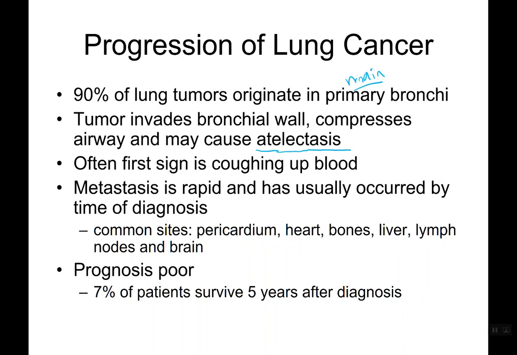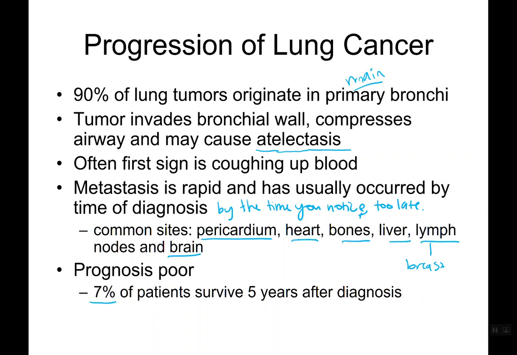That's a coughing reflex. So metastasis is rapid and usually has already occurred by the time of diagnosis. So this is kind of the deal where by the time you notice it, it's too late. Common sites of metastasis are pericardium, heart, bones, liver, lymph nodes, including breast tissue, because there are lots of lymph nodes in the breast tissue, and brain. So basically anything that's kind of nearby. And the prognosis for this is poor.